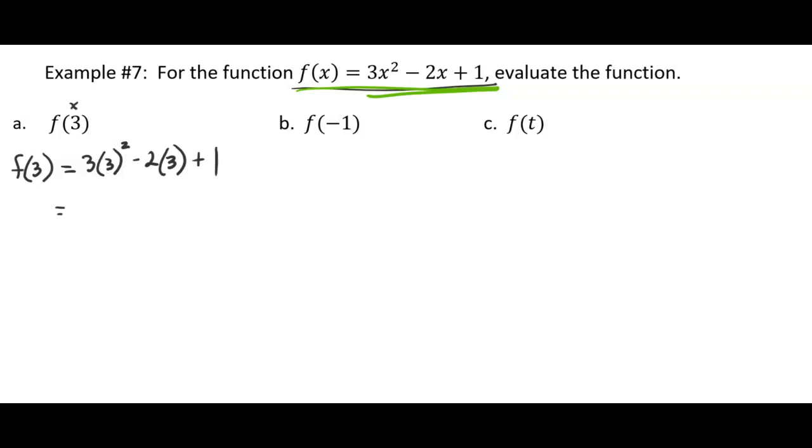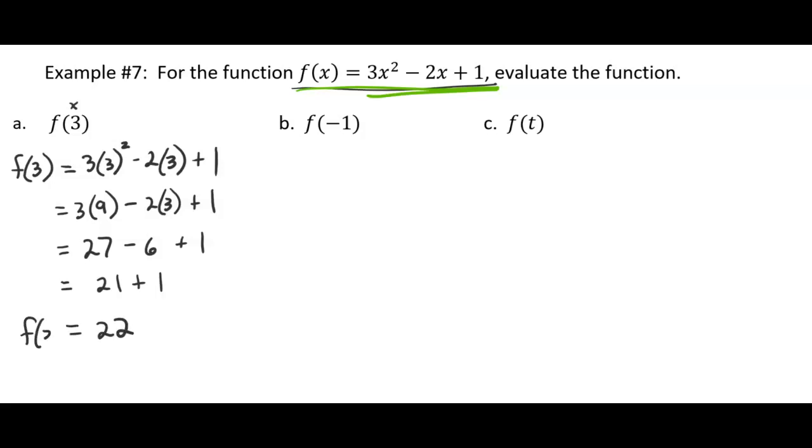And then they want us to actually figure out what that is. So we use the order of operations. It says to do exponent first. So 3 squared is 9. I'll do the multiplication next. And so now we'll do the multiplying, 27 minus 6 plus 1. And then remember, we work addition and subtraction left to right. So I have 21 plus 1, and I'm getting a 22. So f of 3 is equal to 22. We call this evaluating the function. So they gave us an input, we put it in. And you put it in for every x value there is, and then you evaluate it.